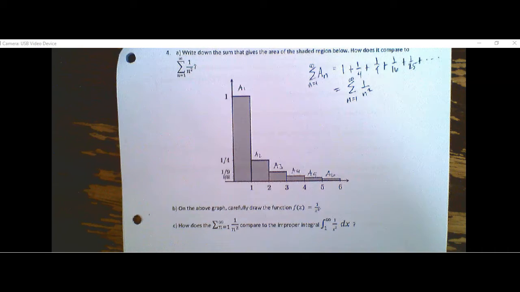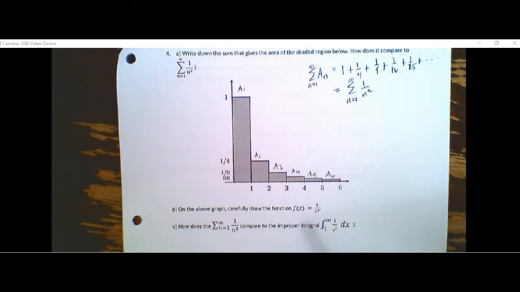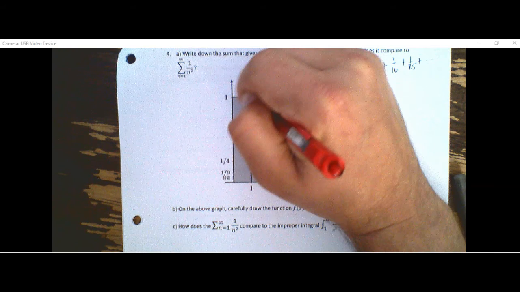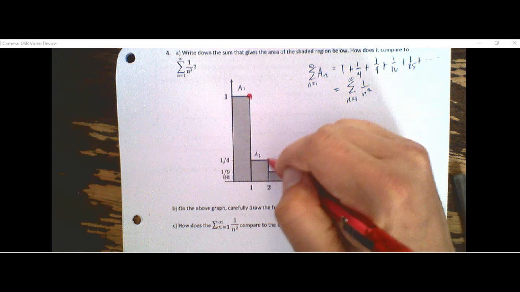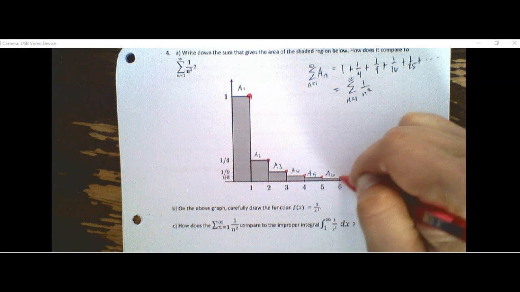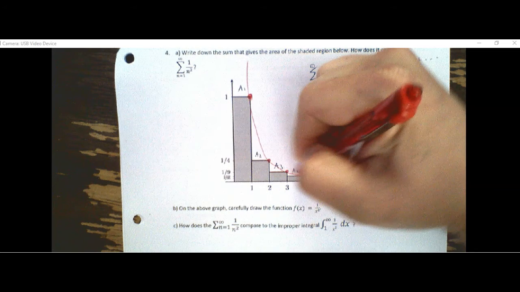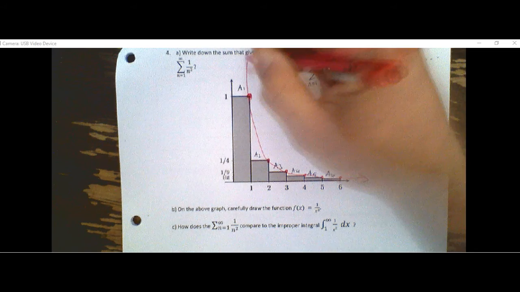Right, so now we want to carefully draw the function 1 over x squared, so let's just plug in values. At 0, well, this is undefined, so we don't have a value at 0. At 1, this will be 1, so the point will be here in this corner of the rectangle. At 2, we'd be at 1/4, and then at 3, 1/9, and at 4, 1/16, and so on. So we draw this curve, something like that.